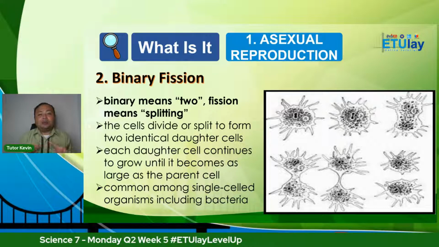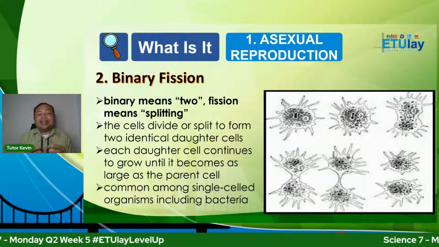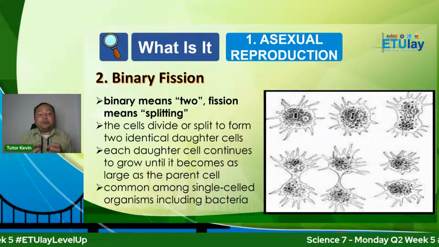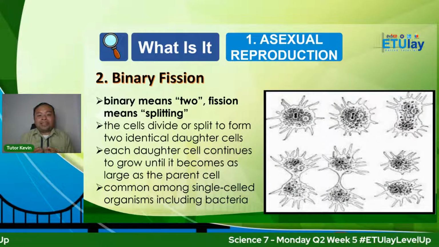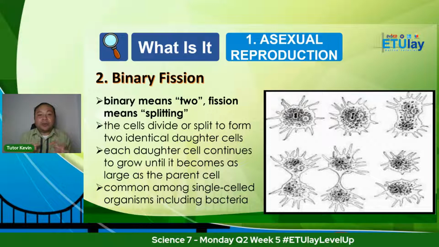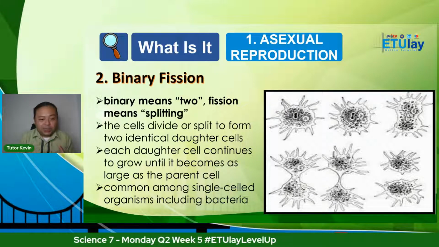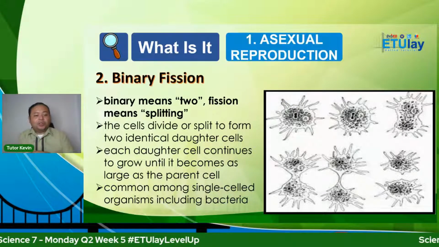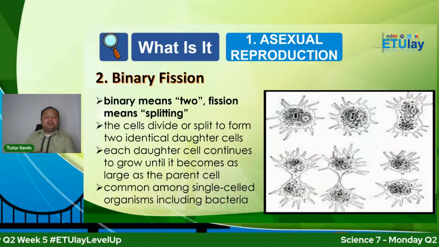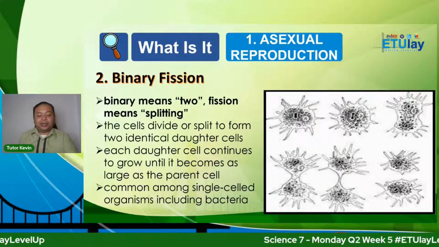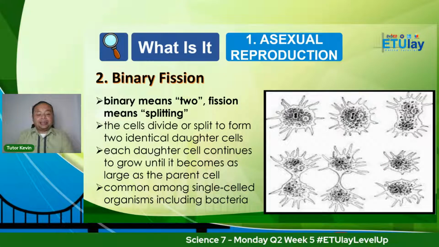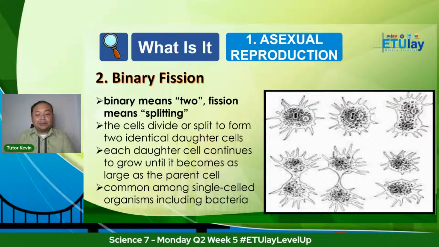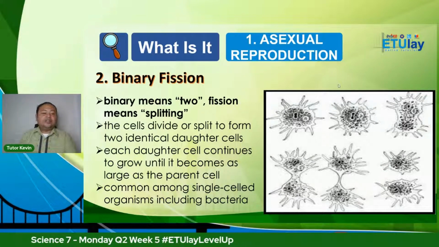Ibig sabihin na napoproduce dito sa binary fission is identical talaga. Parehong-parehong klase ng bacteria. So dumadami lang sila pero pare-pareho ng napoproduce. Okay? This is common among single-celled organisms including bacteria, that's why we are using bacteria as an example for this binary fission.